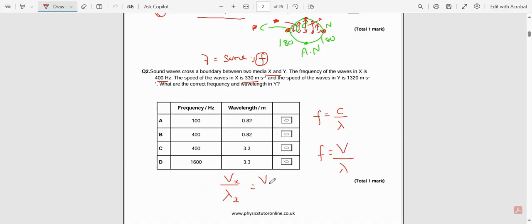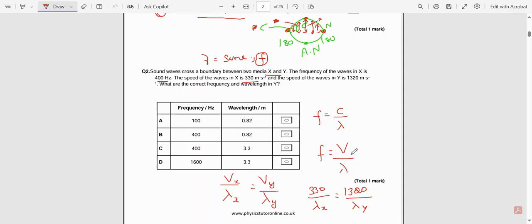That is why the velocity of the wave in the y medium and the wavelength of that wave in the y medium will be equal, so the ratio will be equal. If you are solving that, Vx will be 330 and lambda x, we don't know. And the velocity in the y medium will be 1320, and lambda y also we don't know, right? We need the frequency for something, right?